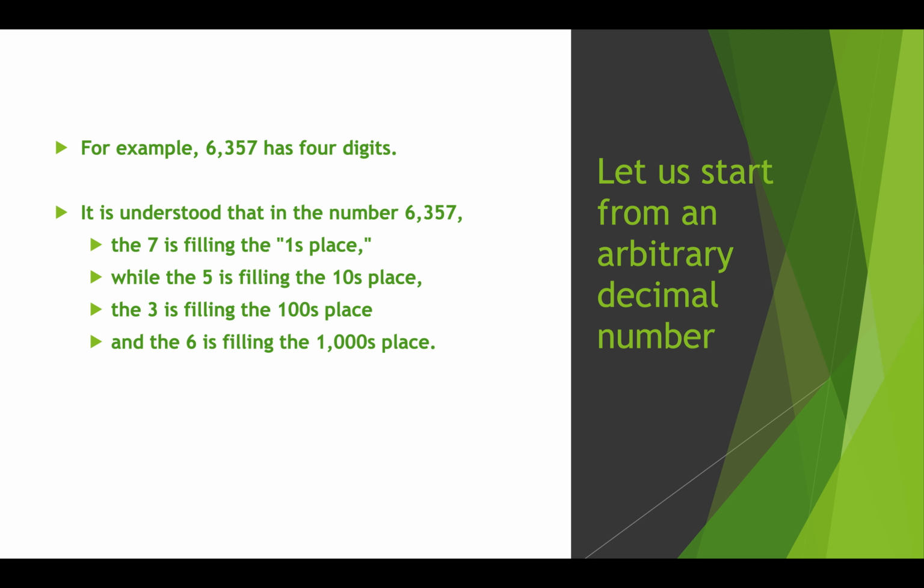For example, 6,357 has 4 digits. It's understood that in the number 6,357, the 7 is filling the first place, while the 5 is filling the 10s place, the 3 is filling the 100s place, and the 6 is filling the 1000s place.